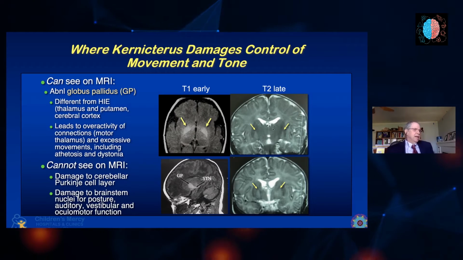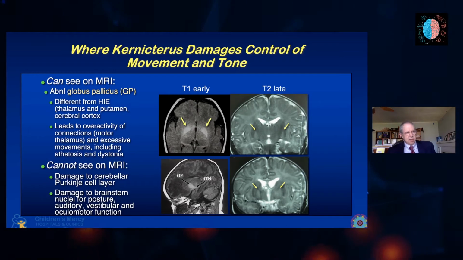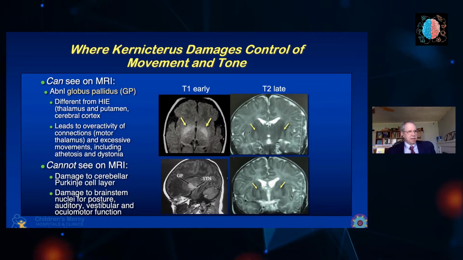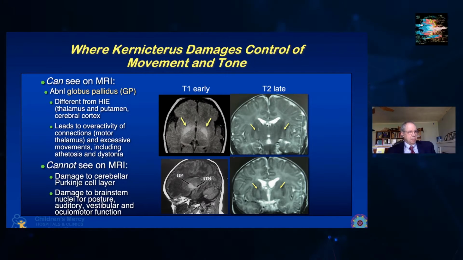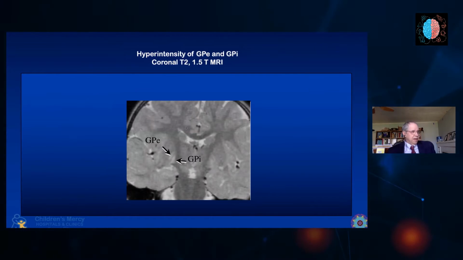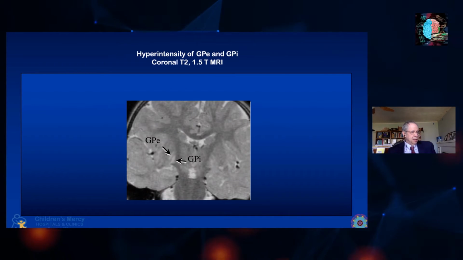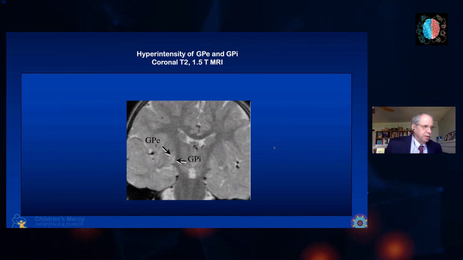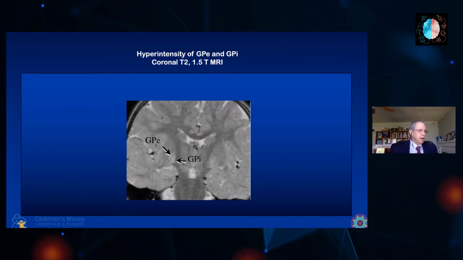And then later, probably at about 6 to 18 months of age, or 6 months to 2 years approximately, you can see these same lesions that are now T2 hyperintense, bright here and here. And here's a 1.5 Tesla MRI where you could see both the globus pallidus interna and externa. So in most of these children with kernicterus, you can see MRI findings.